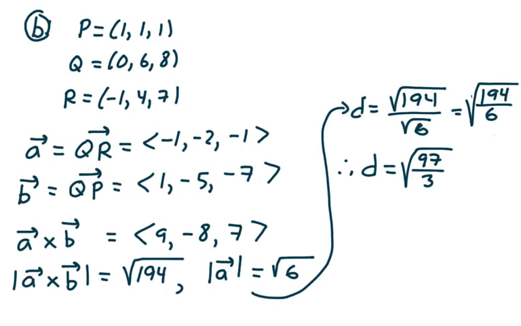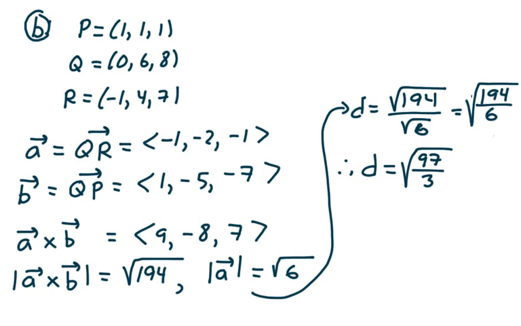Now, let's take a look at part B. Suppose P is the point (1, 1, 1), Q is the point (0, 6, 8), and R is the point (-1, 4, 7). So A, which is the vector QR, is the vector (-1, -2, -1). B, which is the vector QP, is equal to the vector (1, -5, -7). So if I look at A cross B, I get the vector (9, -8, 7).